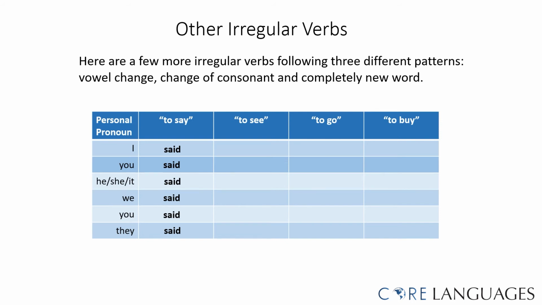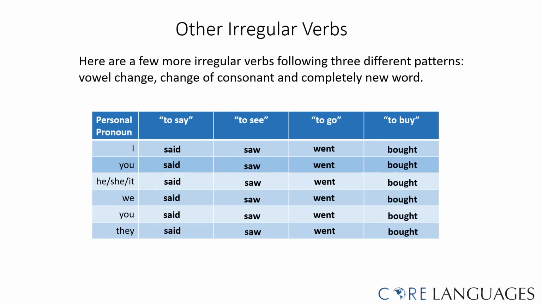The simple past form of to see is saw. The simple past form of to go is went. And the simple past form of to buy is bought.